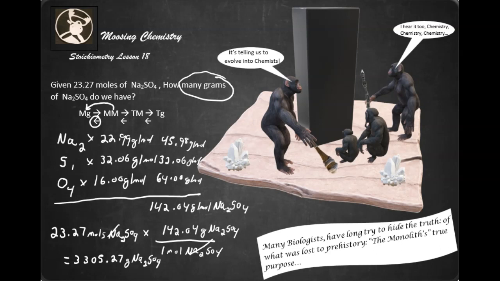Now, depending on sig figs, this answer may or may not be correct. So right here, this number has 4 sig figs, and this number here has 5 sig figs. So you can only be as accurate as your least number of sig figs, which is 4. So we're going to make the answer 3,305 grams of sodium sulfate.